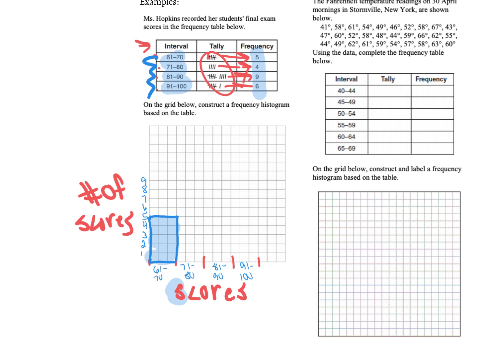Then I'm going to go into my 71 to 80 bar, and it looks like there was 4, so I'm going to go to 4, make my bar, and highlight. You can use different colors if you want to, or however you want to design it. The next one had 9, so we're up here at 9, and we're going to fill it in and make it pretty as we can. And then our last one, that high grade of an A, 91 to 100, there was 6 of them. So we come across to 6, come down, and there's a little extra space on the right there, which is no big deal.